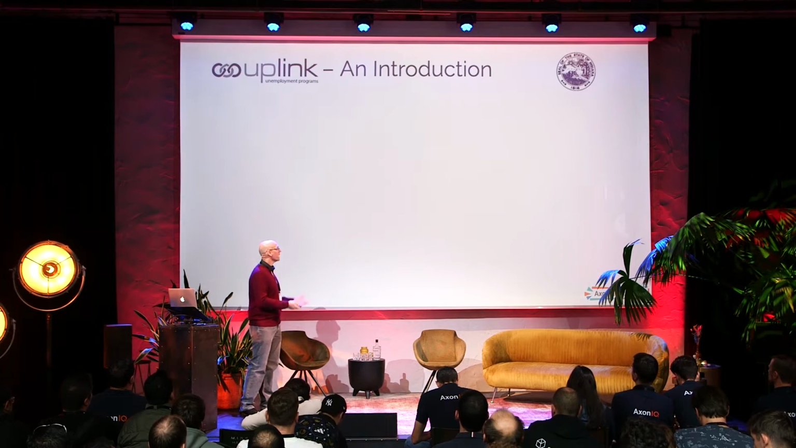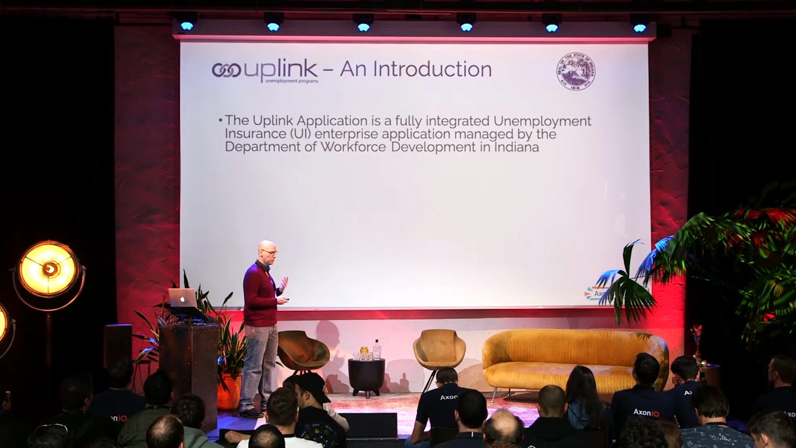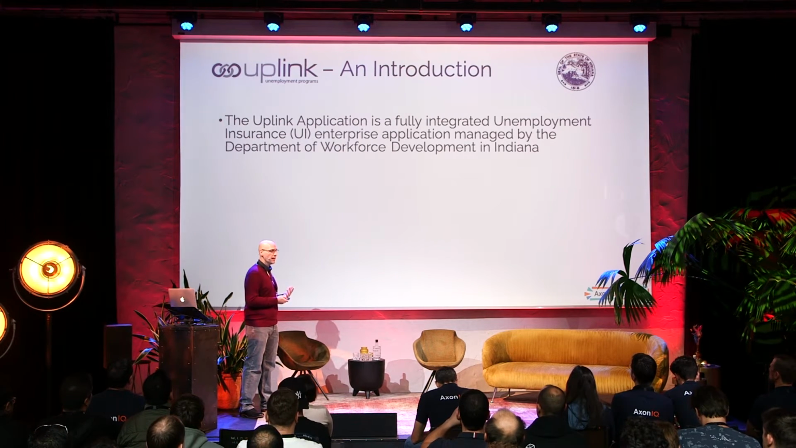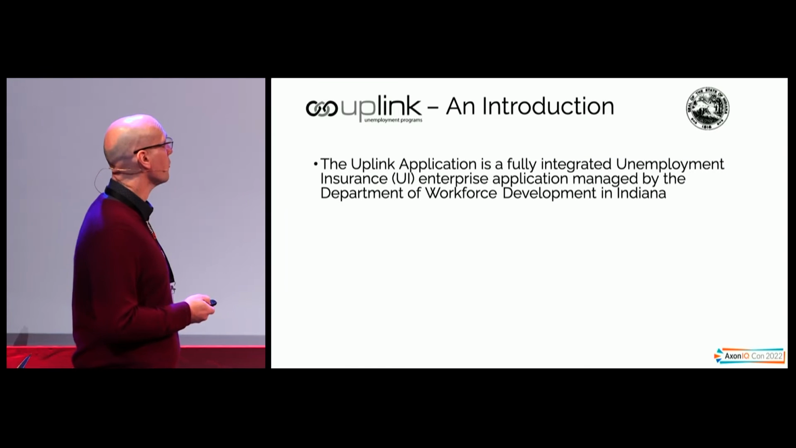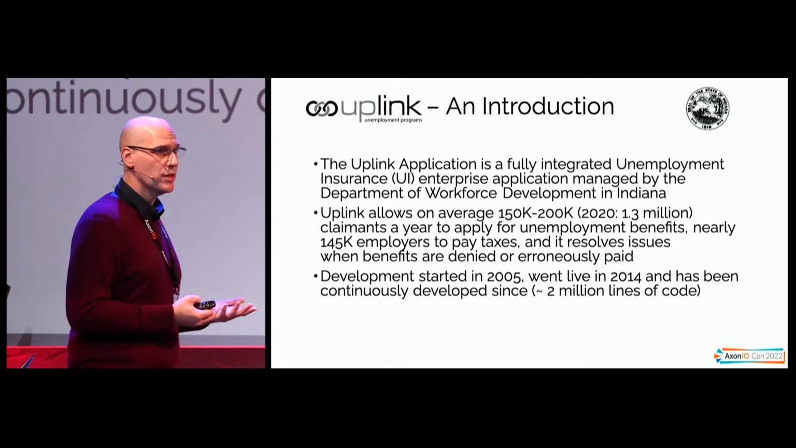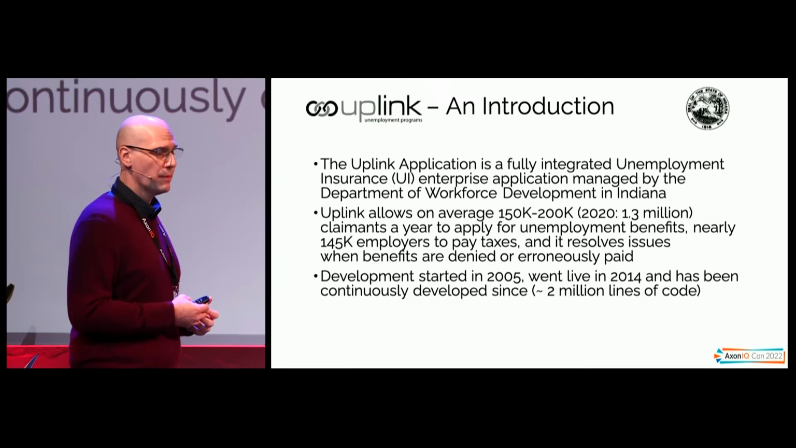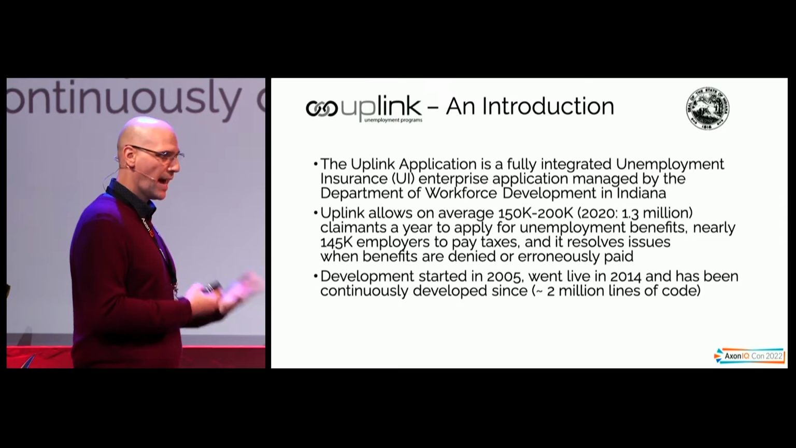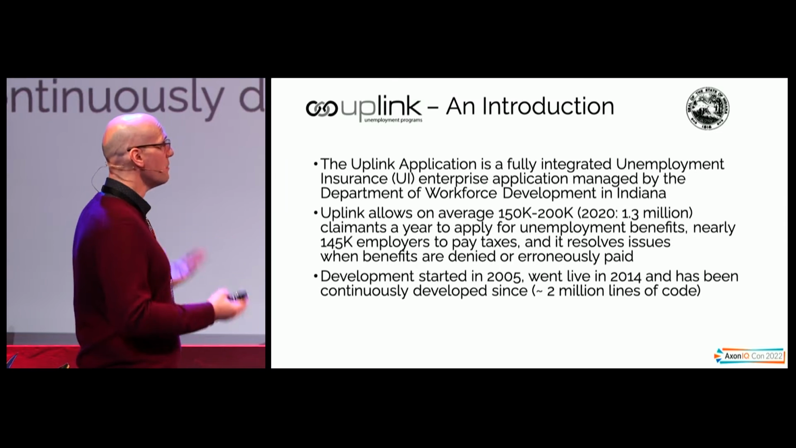So to back up a little bit, the application we're doing is called Uplink. It's the unemployment insurance program for the state of Indiana. It's managed by an agency called Department of Workforce Development. It services 200,000 claimants on a good year, getting their benefits, getting paid, and 145,000 employers have to go and get their taxes paid, doing reporting. So it's a big system.